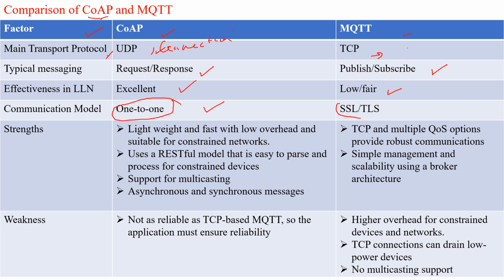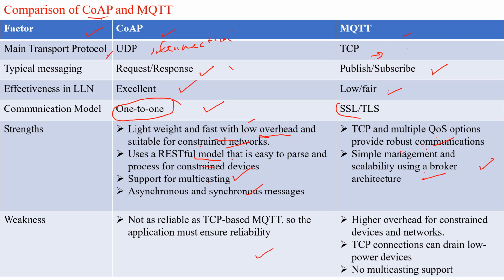And strengths, what are the different strengths of CoAP and MQTT? CoAP is lightweight and fast with low overhead, and mainly suitable for constrained networks. It uses a RESTful model that is easy to parse and process for constrained devices. It supports multicasting, that is one to many, and both asynchronous as well as synchronous messages. Whereas in the case of MQTT, the strengths are that TCP and multiple QoS options provide robust communication, simple management and scalability using a broker architecture.